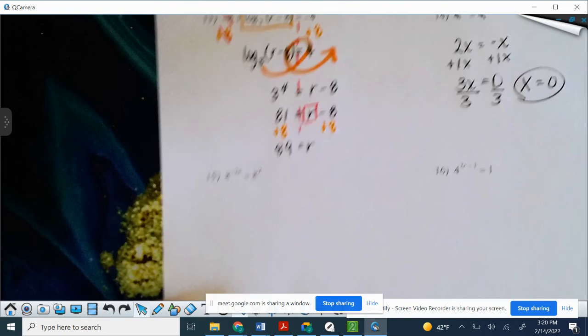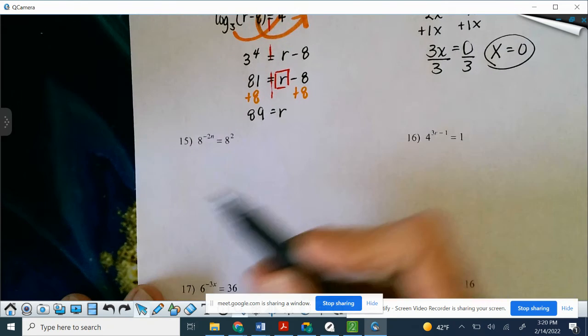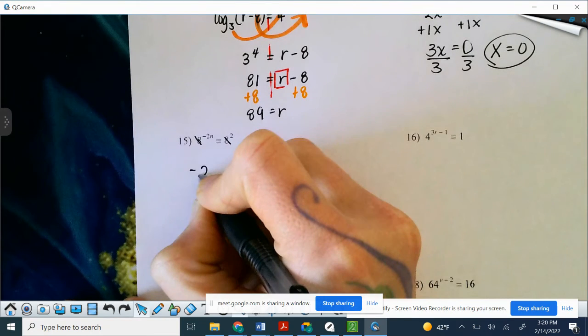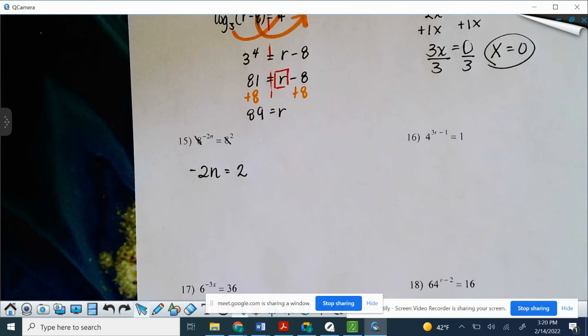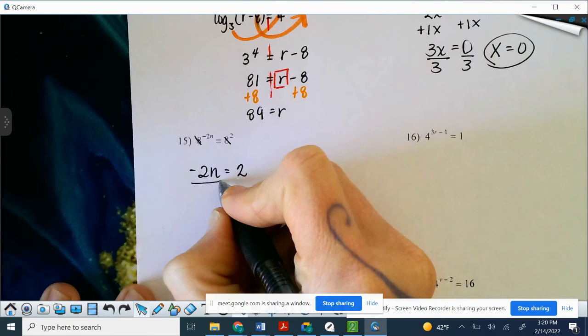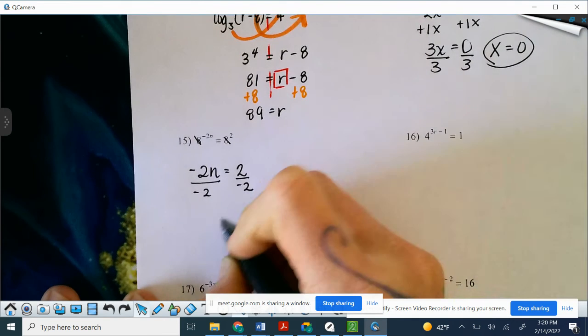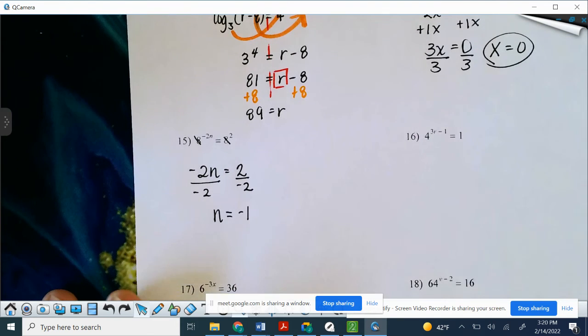So, number 15. Again, the bases match, so we can get rid of these. And it's going to be negative 2n equals 2. 2n and 2 are not like terms. They're different. So we need to get n by itself. So we're going to divide both sides by negative 2. Negative 2, negative 2. So n equals positive and a negative give me a negative. And that's it for that guy.